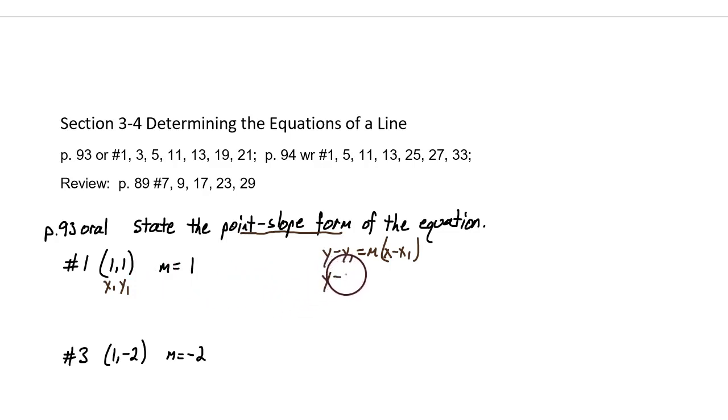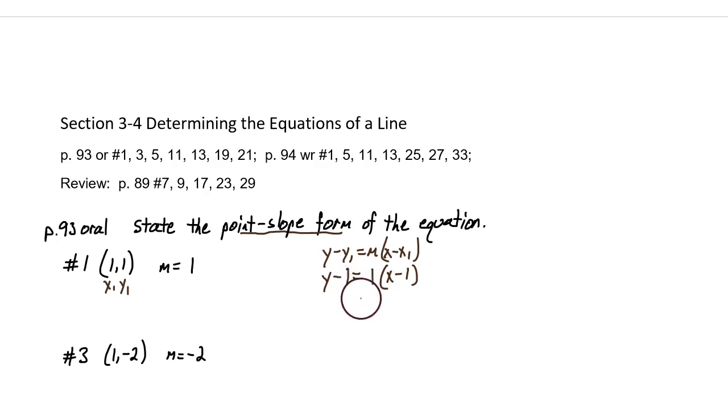Y minus, for y1, fill in 1. For m, fill in 1. And then x minus, for x1, fill in 1. This equation is in a format called point-slope form. It describes how a line is positioned on a graph.